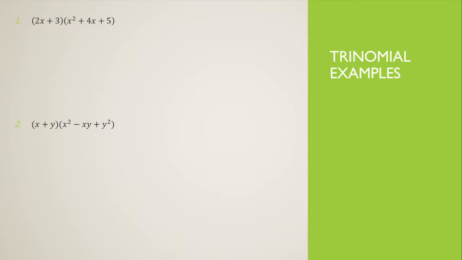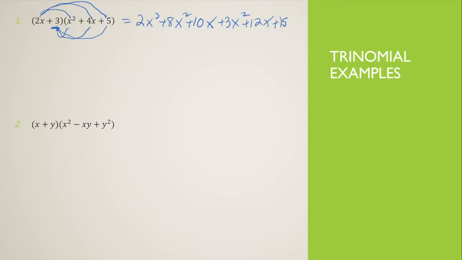So first, I'm going to take 2x times x squared, which is 2x cubed. Then I take 2x times 4x, which is 8x squared, and 2x times 5, which is 10x. Now for this second term of my binomial, I'm going to take 3 times x, which is 3x squared, 3 times 4x, which is 12x, and 3 times 5, which is 15. So I got 2x times everything in our trinomial, and 3x times everything in our trinomial.